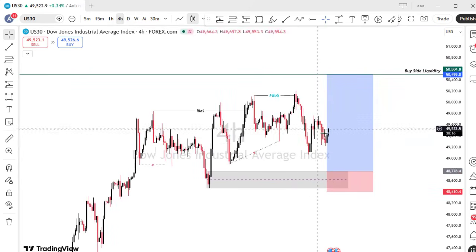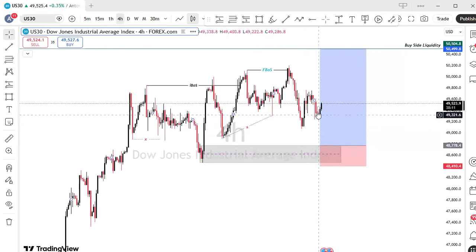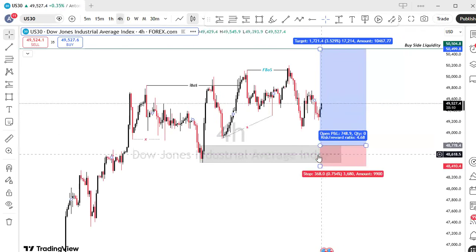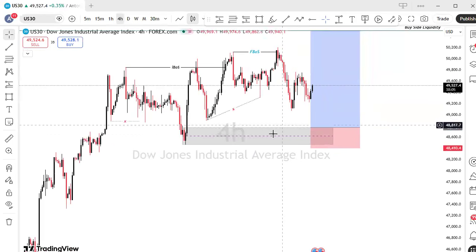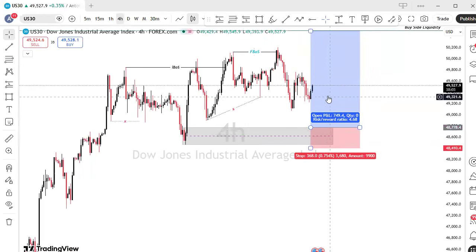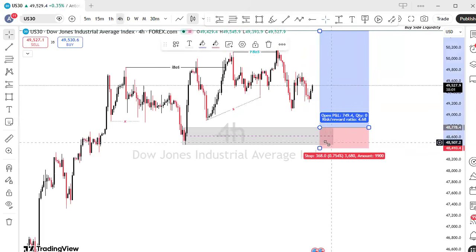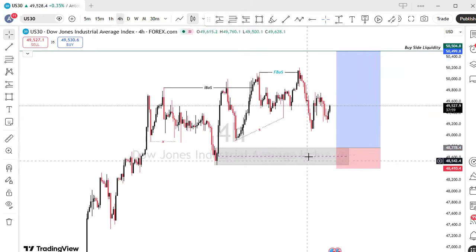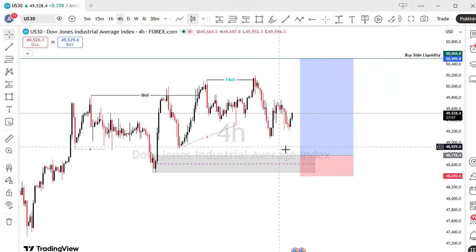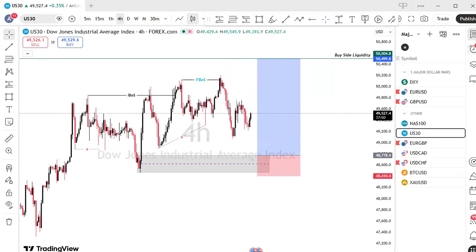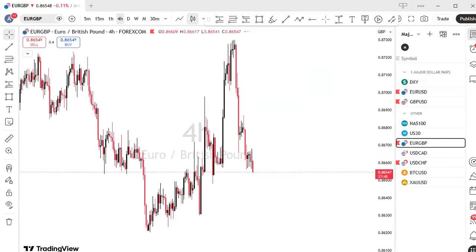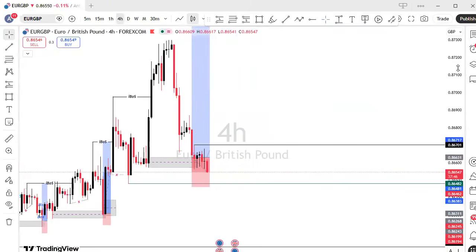Whatever is happening, I still think that the market is trying to induce the early buyers to get into the market, only to come back and take them out, and then we continue buying to the upside. So keep watching on this area. So this also remains to be my point of interest. So have eyes on this area, and also don't forget, once the market comes to the area, always prefer to wait for a confirmation. So moving on to the next pair, we have Euro GBP.